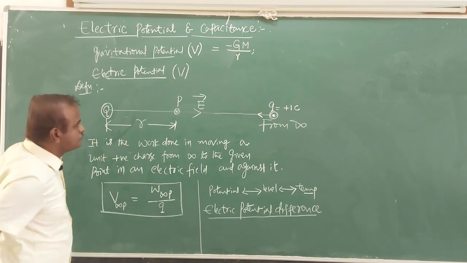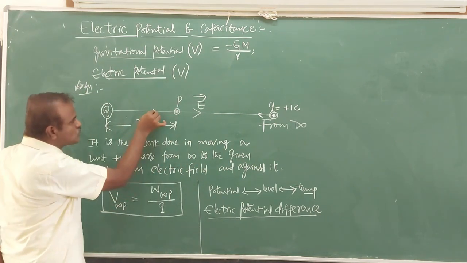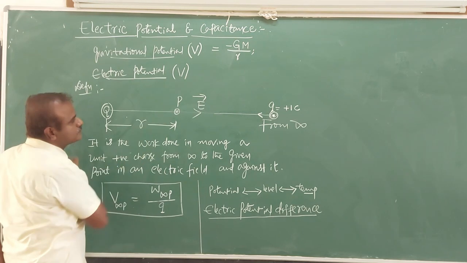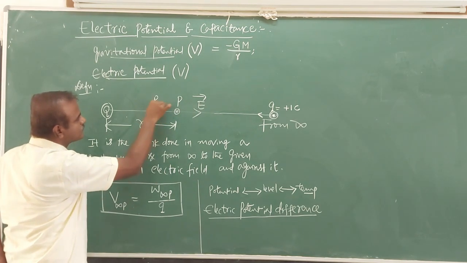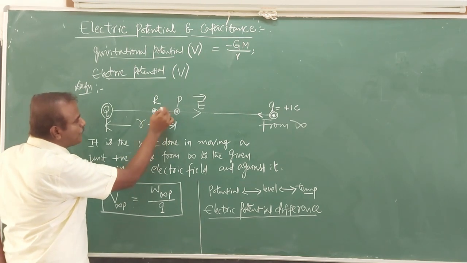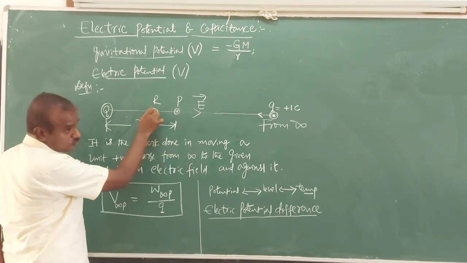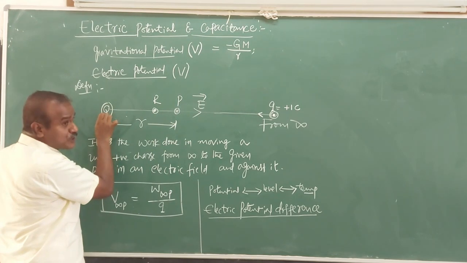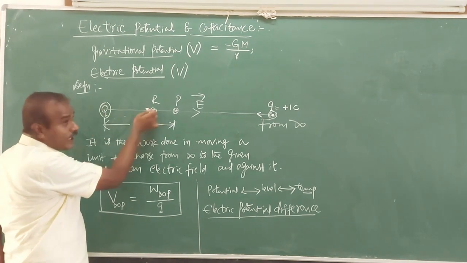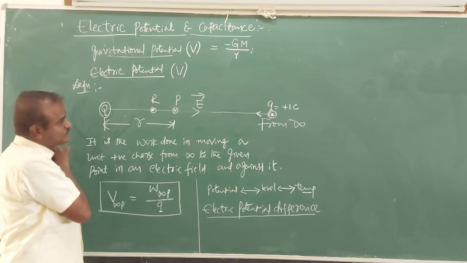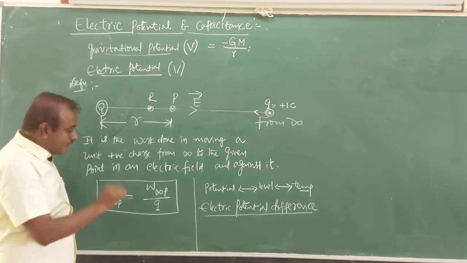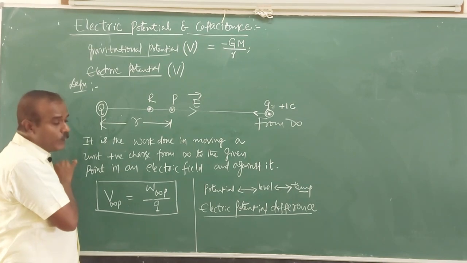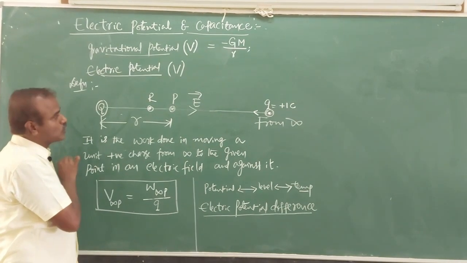Say for example, P is 1 point. If I choose one more point somewhere here, say P and R, and if you want to move a charge from P to R, at P it has some potential and at R it has some potential. The difference is called potential difference. It is the work done in moving a unit positive charge from P to R.